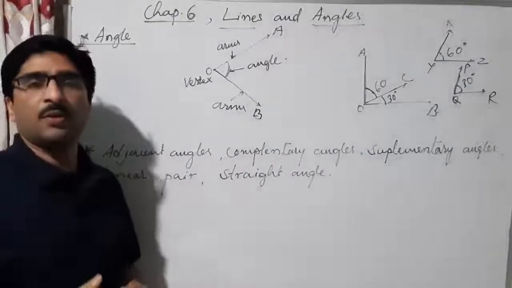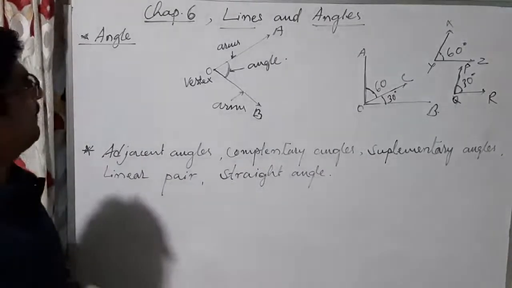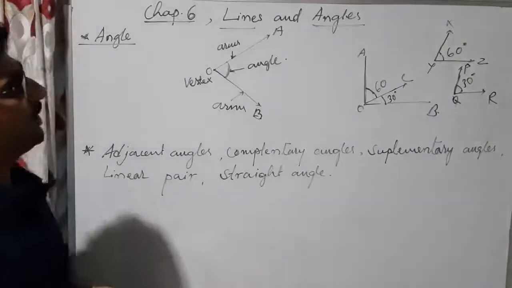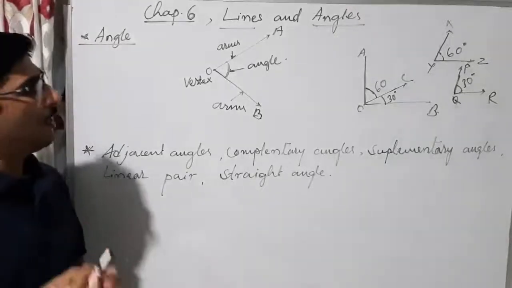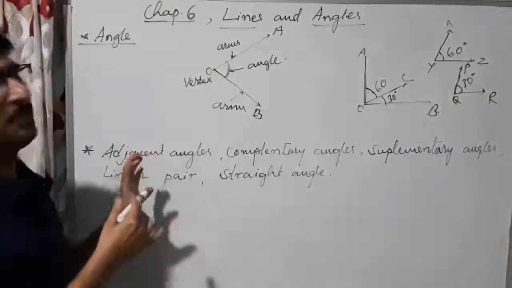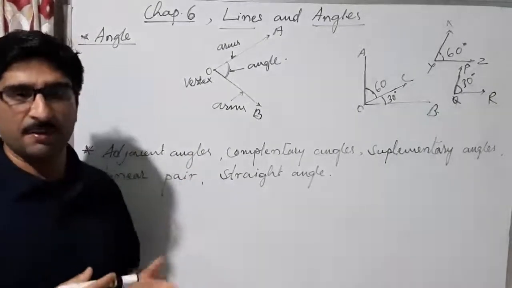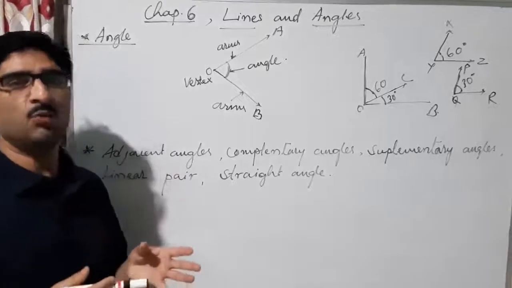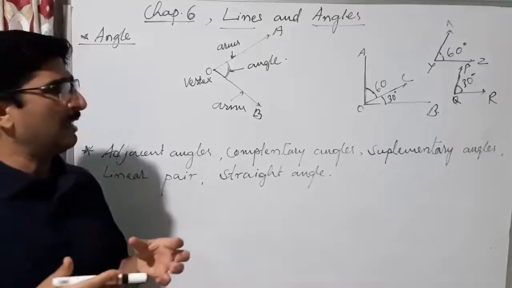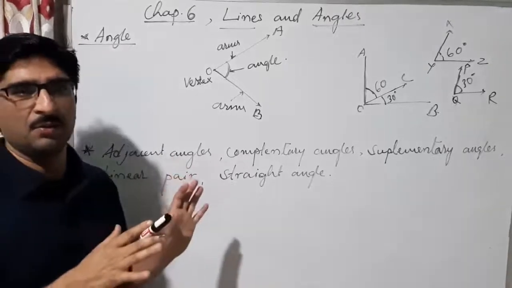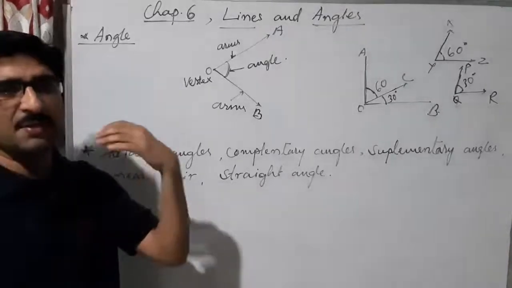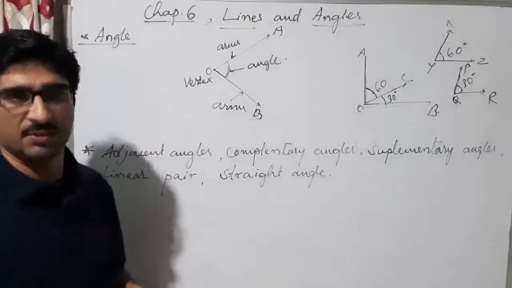So friends, we are going to learn today chapter 6, that is lines and angles. This chapter is going to be very simple and easy because most of the points we have learned in the previous classes, in class 8 and 7. Here you are not getting any complex topic. This is very plain and simple. Now we just have to revise the previous class topics which we have already discussed.